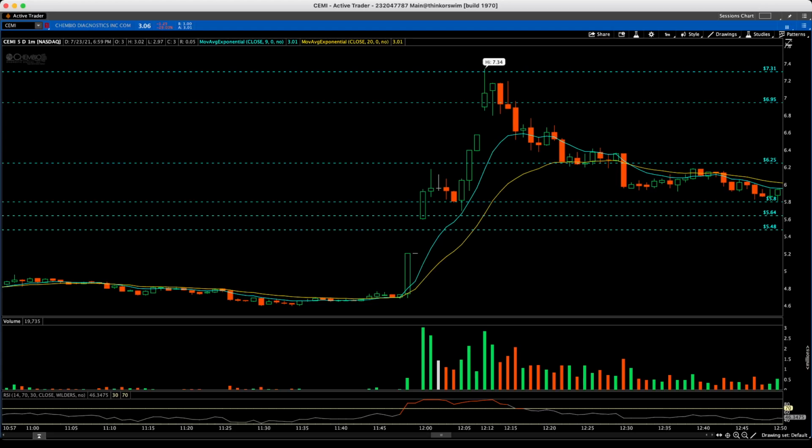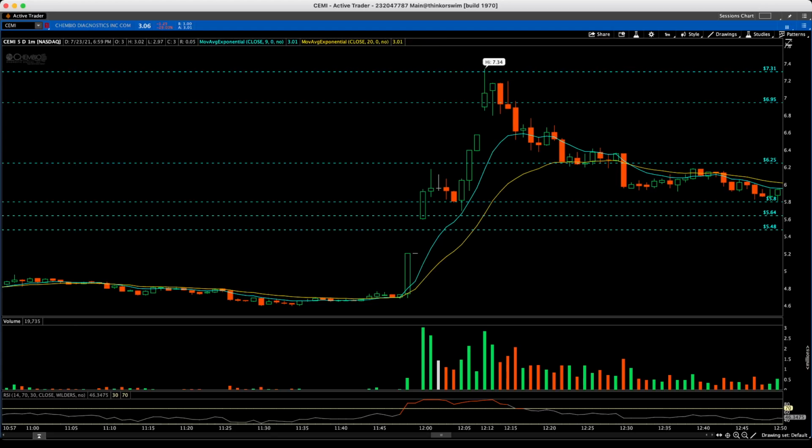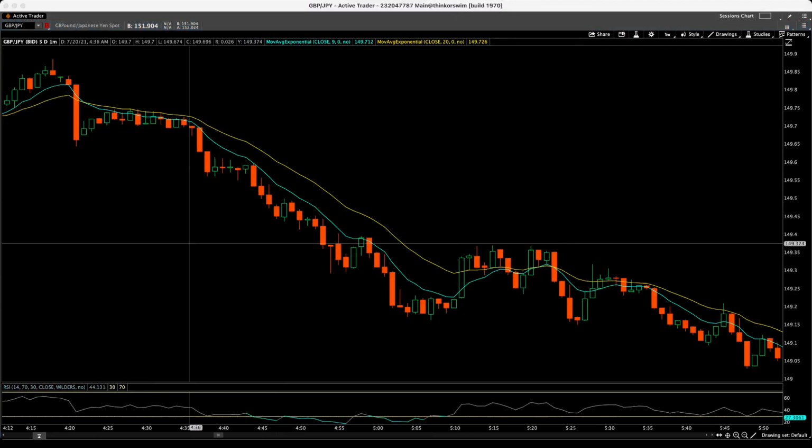Some people, for swing trades, they're looking for the 50 EMA to cross the 200, right? If it was in a downtrend, they're looking for that trend to change, right? And we looked at some different strategies. You can even look at it on, let's look at the pound yen here real quick and see how that works.